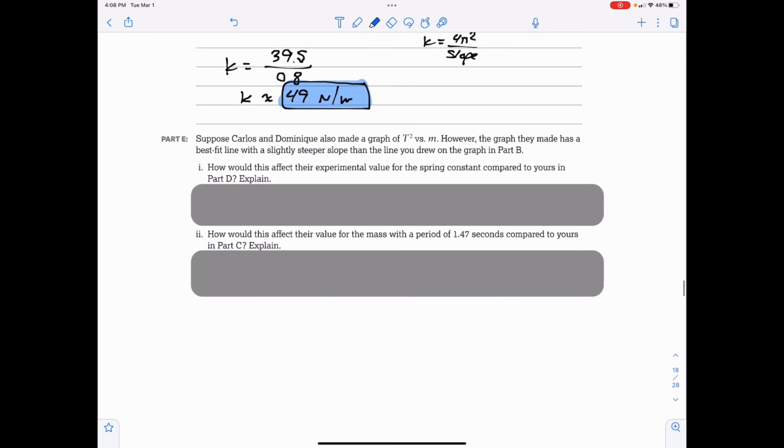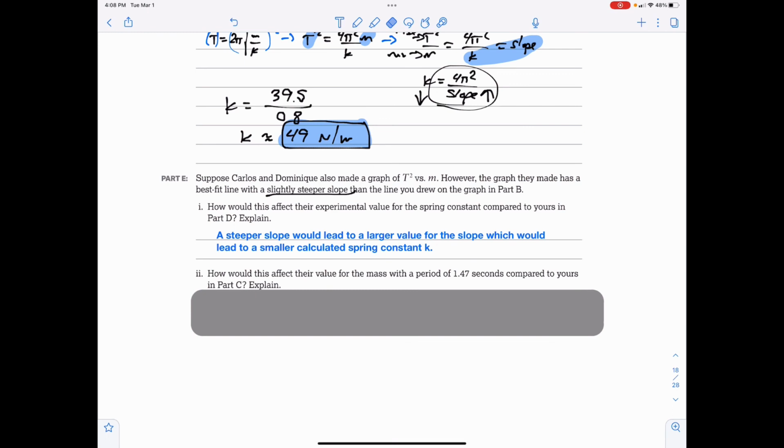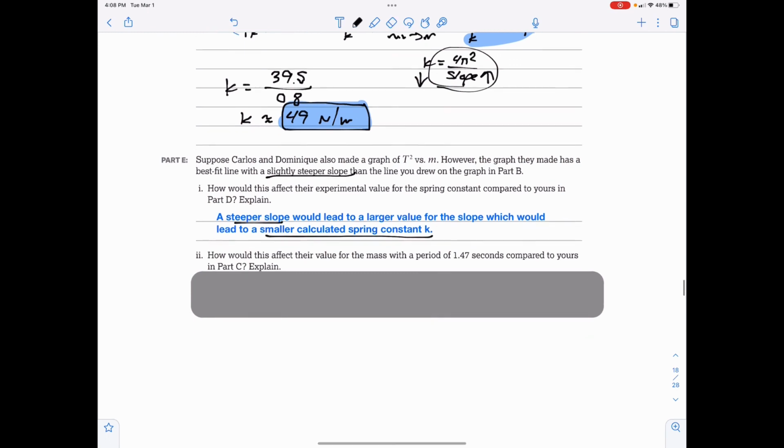Part E. Suppose Carlos and Dominique also made a graph of T squared versus mass. However, the graph they made has a best fit line slightly steeper. In other words, what is a steeper slope going to give you? Well, use this right here. Steeper slope means K is going to be smaller. Steeper slope leads to a smaller spring constant K.